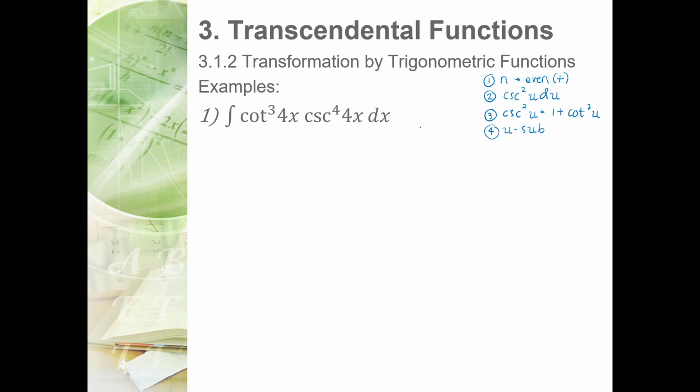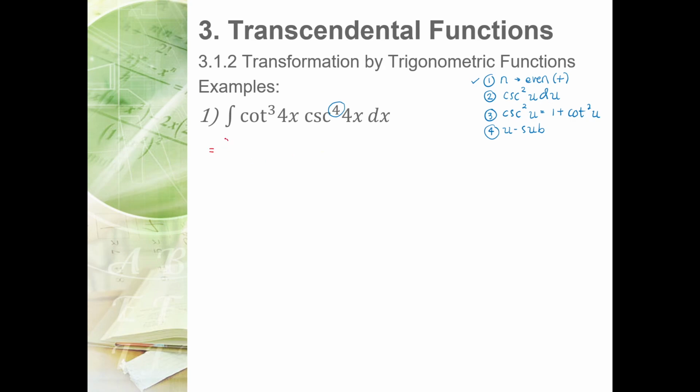Okay, so again, looking at your exponent, this is the cosecant function with an even and positive value. So meaning this one is already correct. Next, we try to factor out cosecant squared u du.